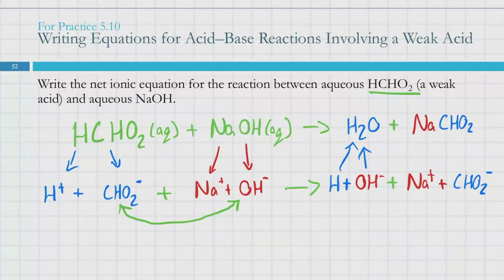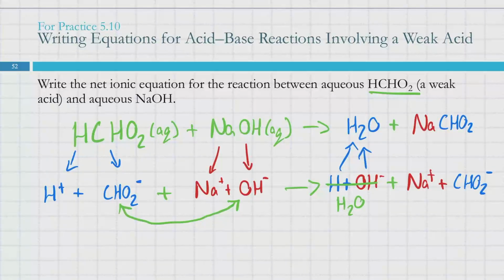In this case, this would be our salt, NaCHO2, sodium formate, if I'm not crazy. That is, this top bit would be our molecular equation. This bottom part would be our complete ionic equation if we turn this H plus and OH minus to H2O. That's our complete ionic equation.